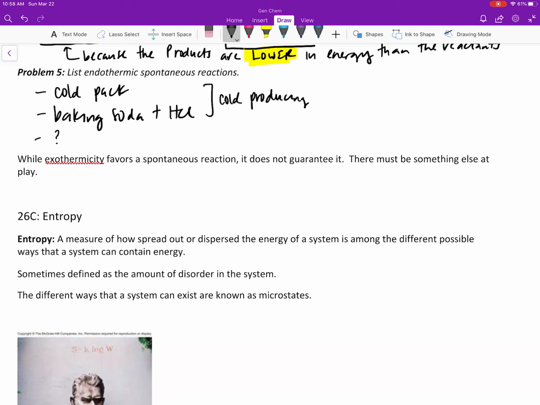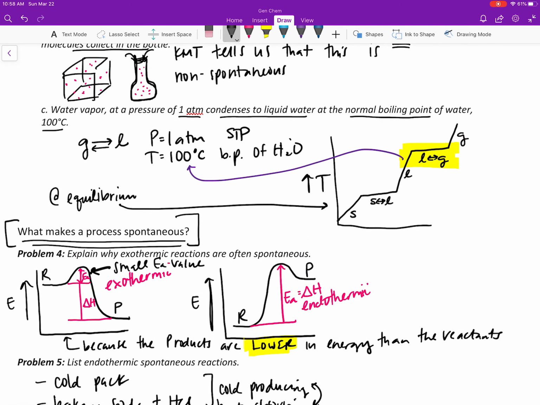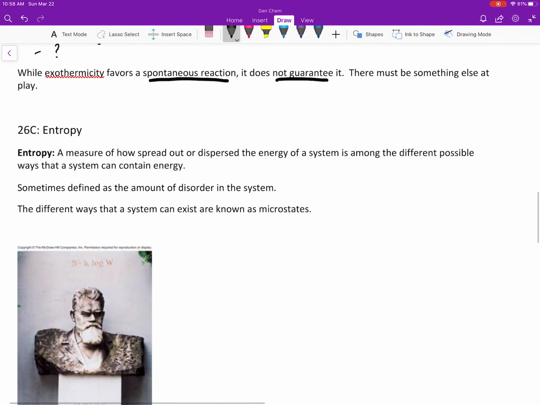When they're cold producing, that really means that they are heat absorbing, which is weird to think that those are related to each other. So while being exothermic usually means that you are a spontaneous reaction, it's not always guaranteed. Therefore, there has to be something else at play. So back up here, what makes a process spontaneous? It's not always whether or not it's endo or exothermic. There's a lot more involved, okay? That's just a part of it. So enthalpy is part of spontaneity, okay?